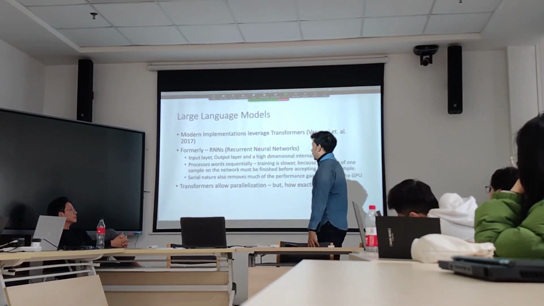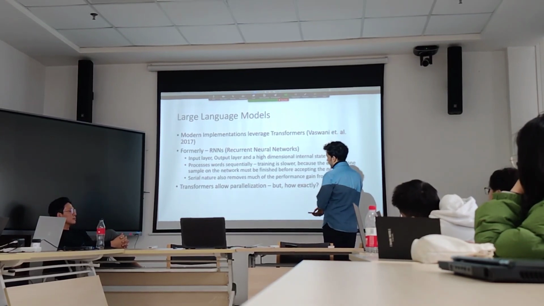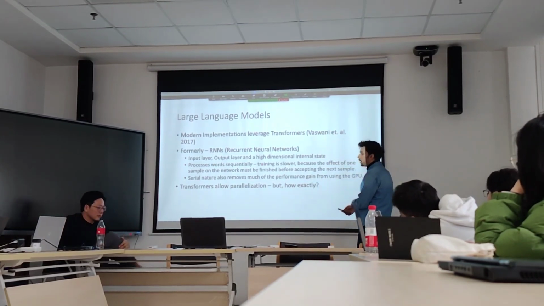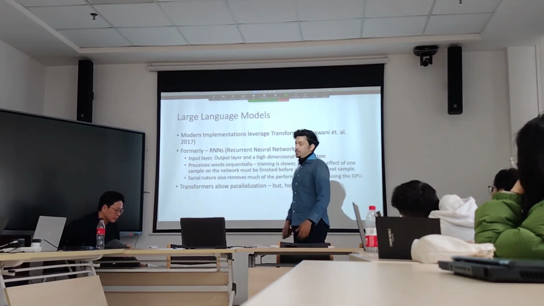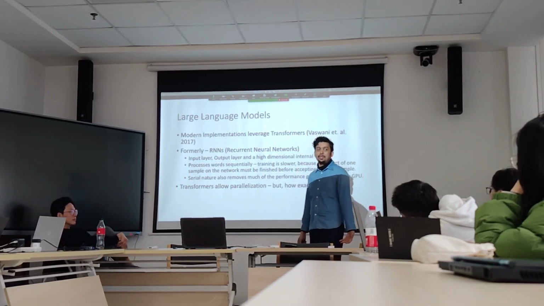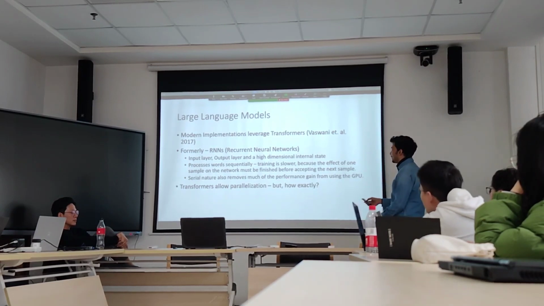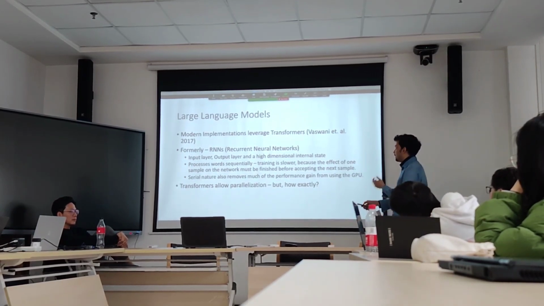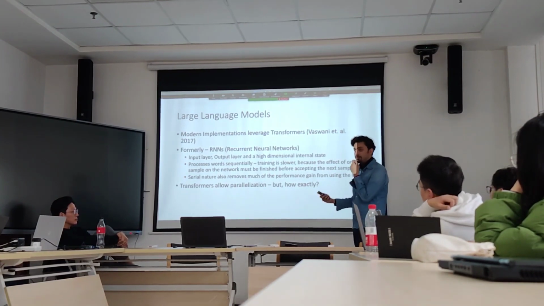So except in that sense, it's pretty clear. And so the issue is it processes words sequentially, and therefore training is slower. And what do we know about things being slower? The size has to be reduced if it has to be practical. And what do we know about small neural networks? They belong in the trash can. Right? So that's how it is, because the effect of one sample on the network must be finished before accepting the next sample. So there's a fundamental limitation.